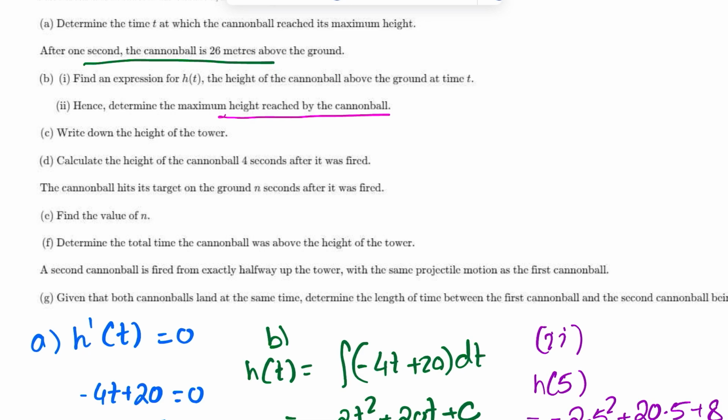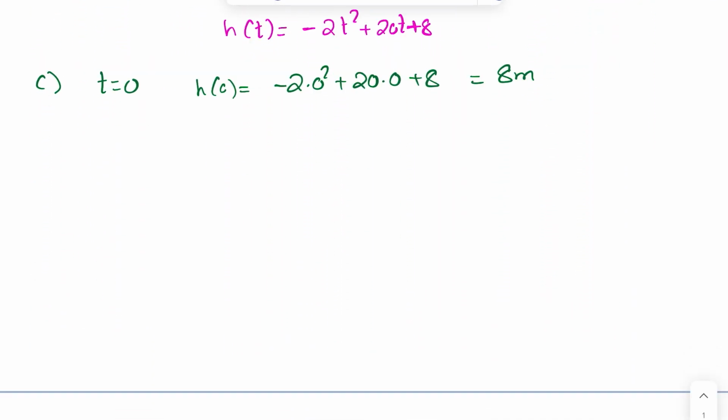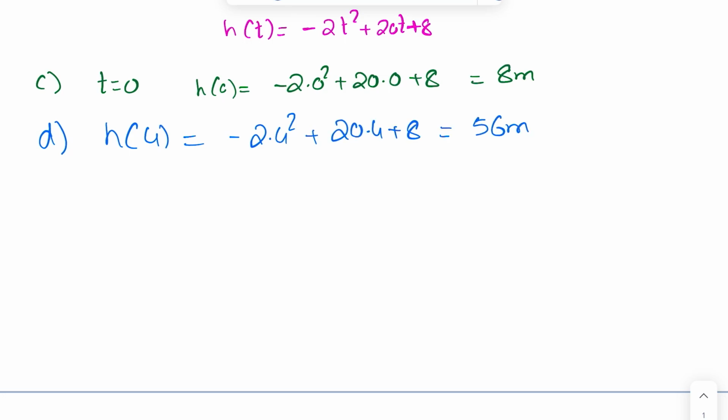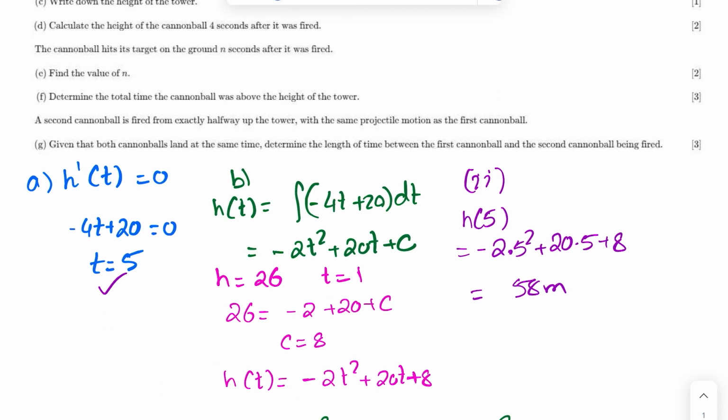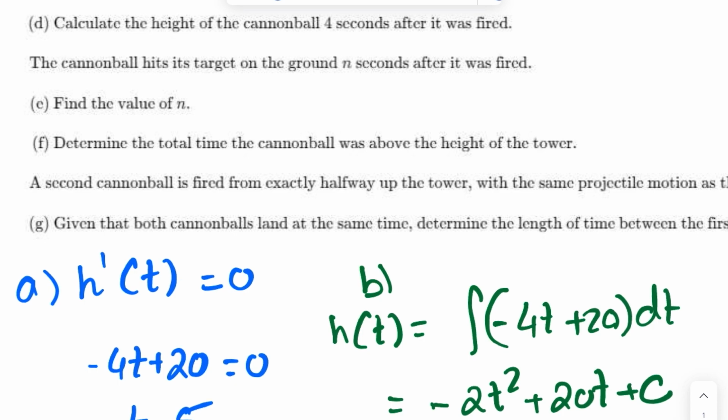Coming to part D, calculate the height of the cannonball at 4 seconds after it was thrown. So what am I going to do? Plug in t equals 4 there. So h of 4, what does it become? Negative 2 times 4 square plus 20 times 4 plus 8, which is nothing but how much? 56 meters.